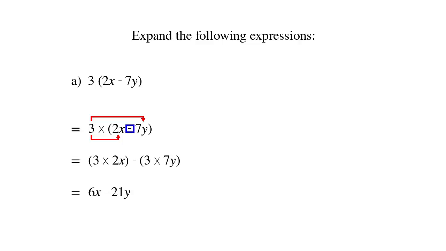Let's look at example B. We've got 5 minus 4, brackets, y minus 3x squared. So we read this as 5 minus 4 times the expression in brackets. That is 5 minus 4 times y minus 3x squared.